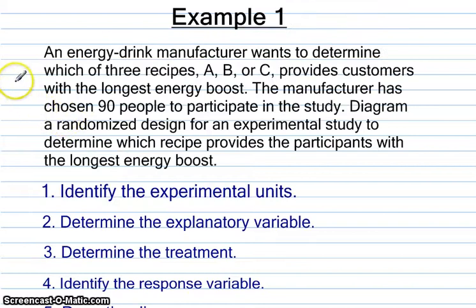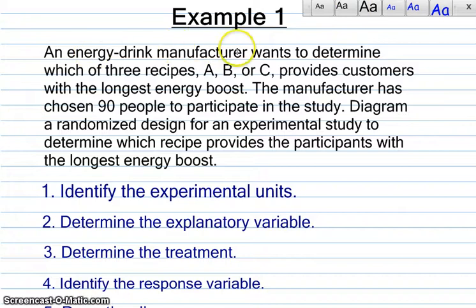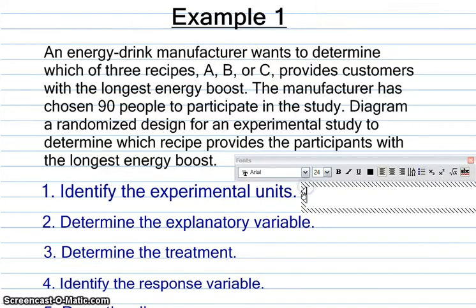All right, example 1, take a minute and read. Okay, first off, we have an energy drink manufacturer. It doesn't tell us which one, just that it's a manufacturer. So, first off, they want us to identify the experimental units. That's our people. The only one I see here with people is 90. So, our experimental units are 90 people.